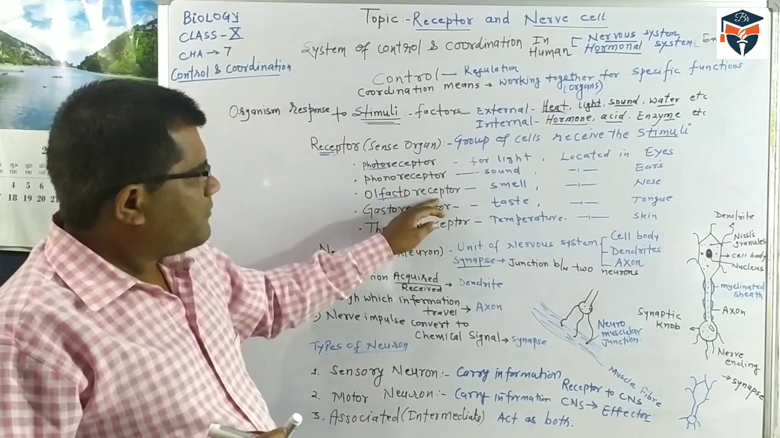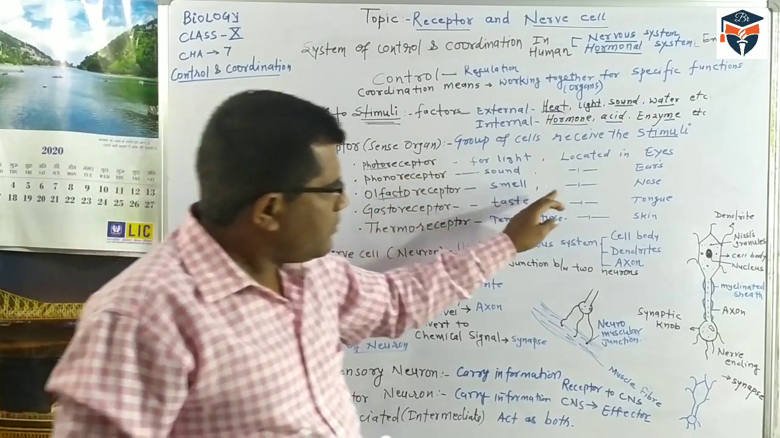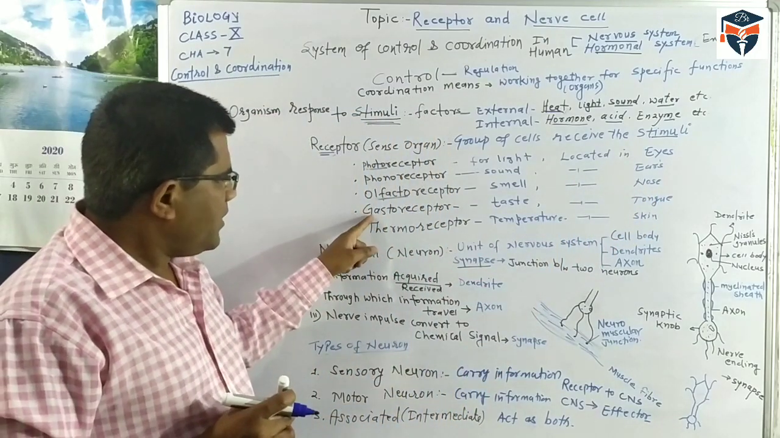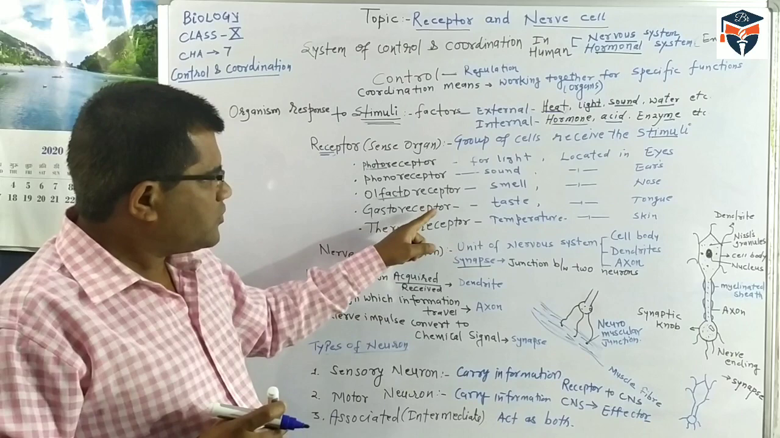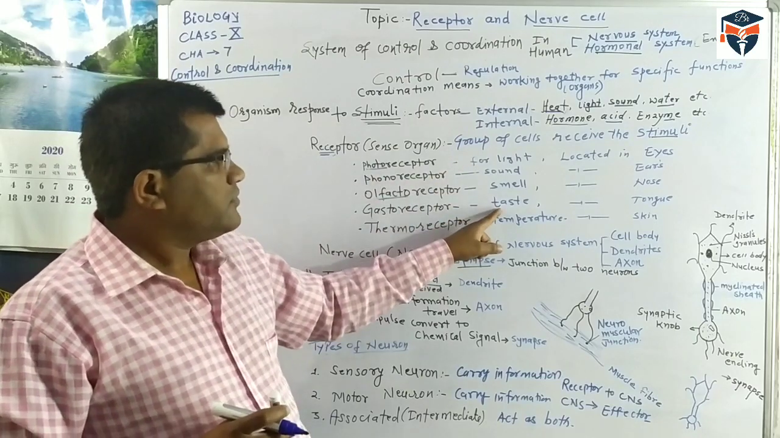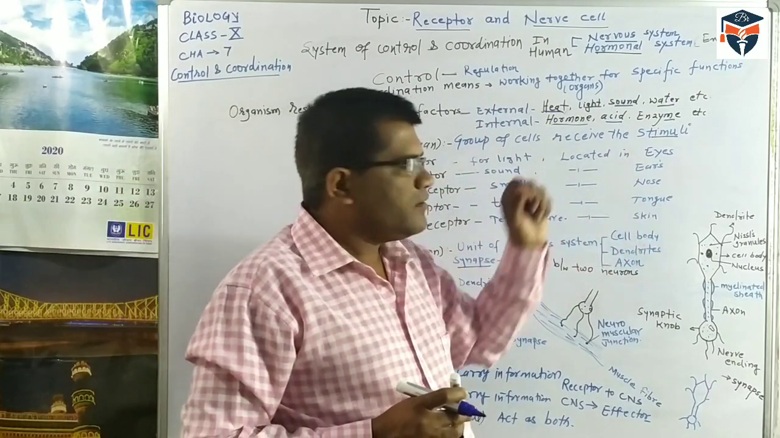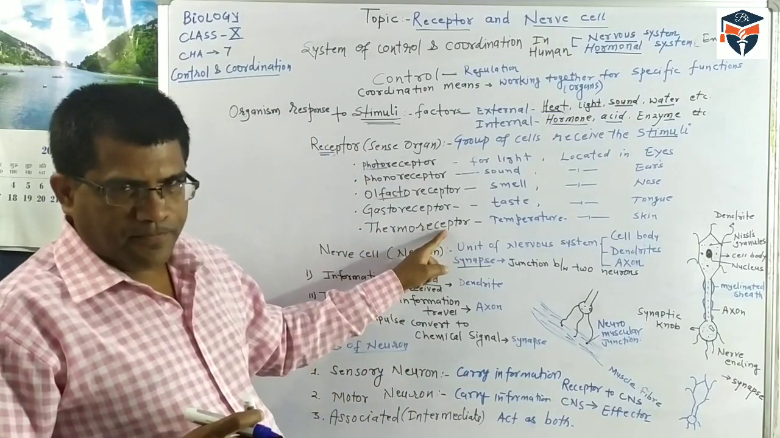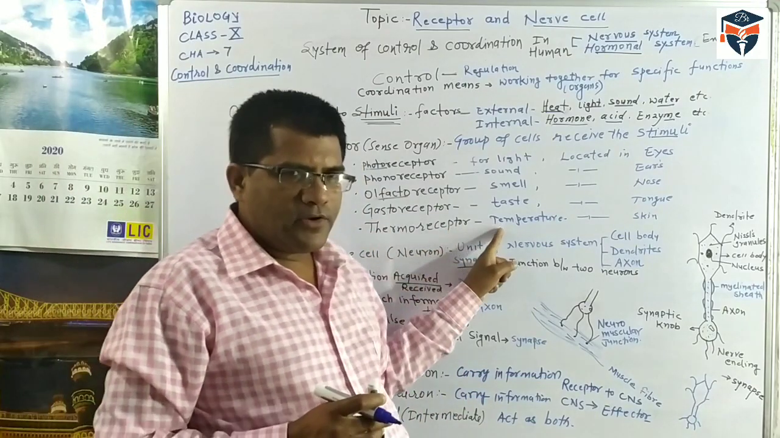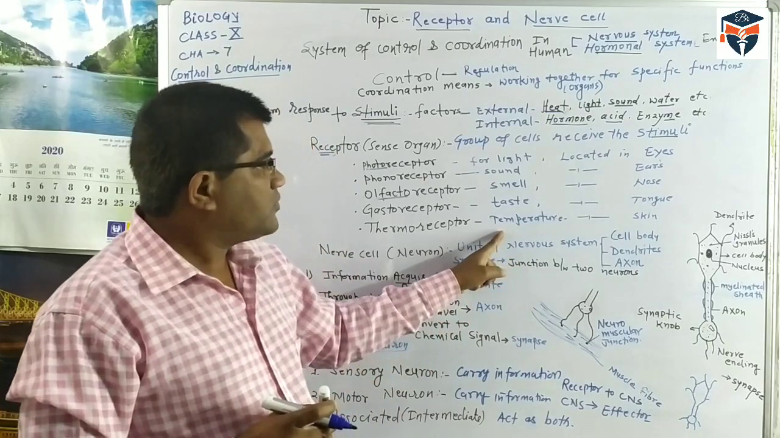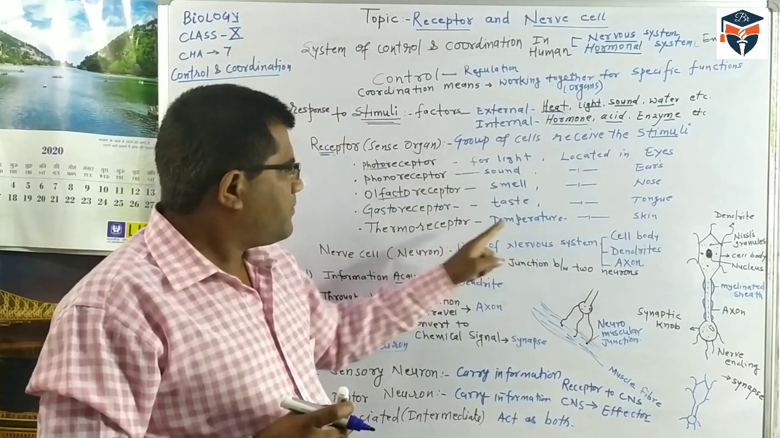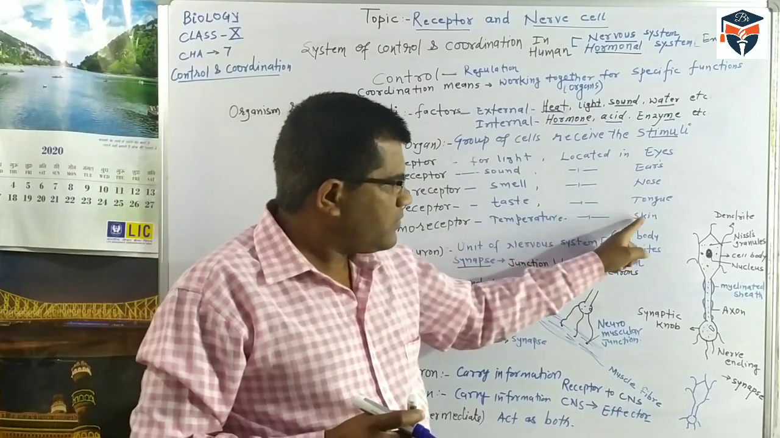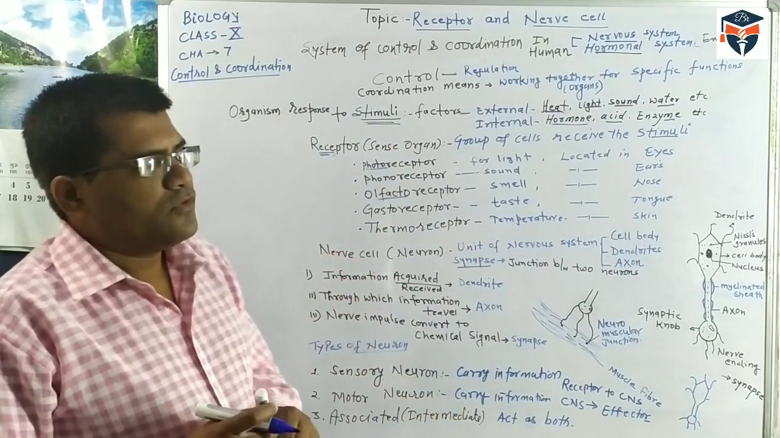This is the receptor for smell, and it is located in the nose. Similarly, the gustatoreceptor is for taste, and it is located in the tongue region. And the thermoreceptor is for regulation of temperature, sensitivity toward temperature. They are called thermoreceptors, and these receptors occur in the skin.